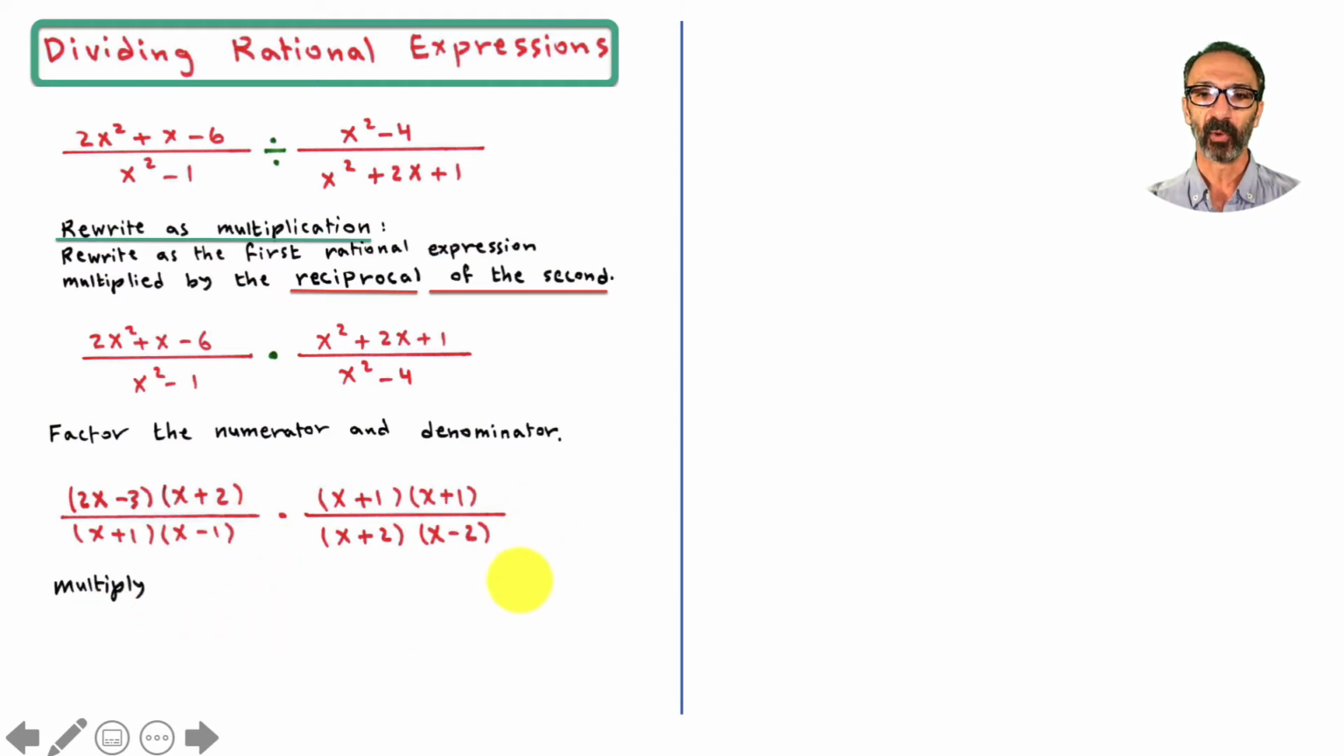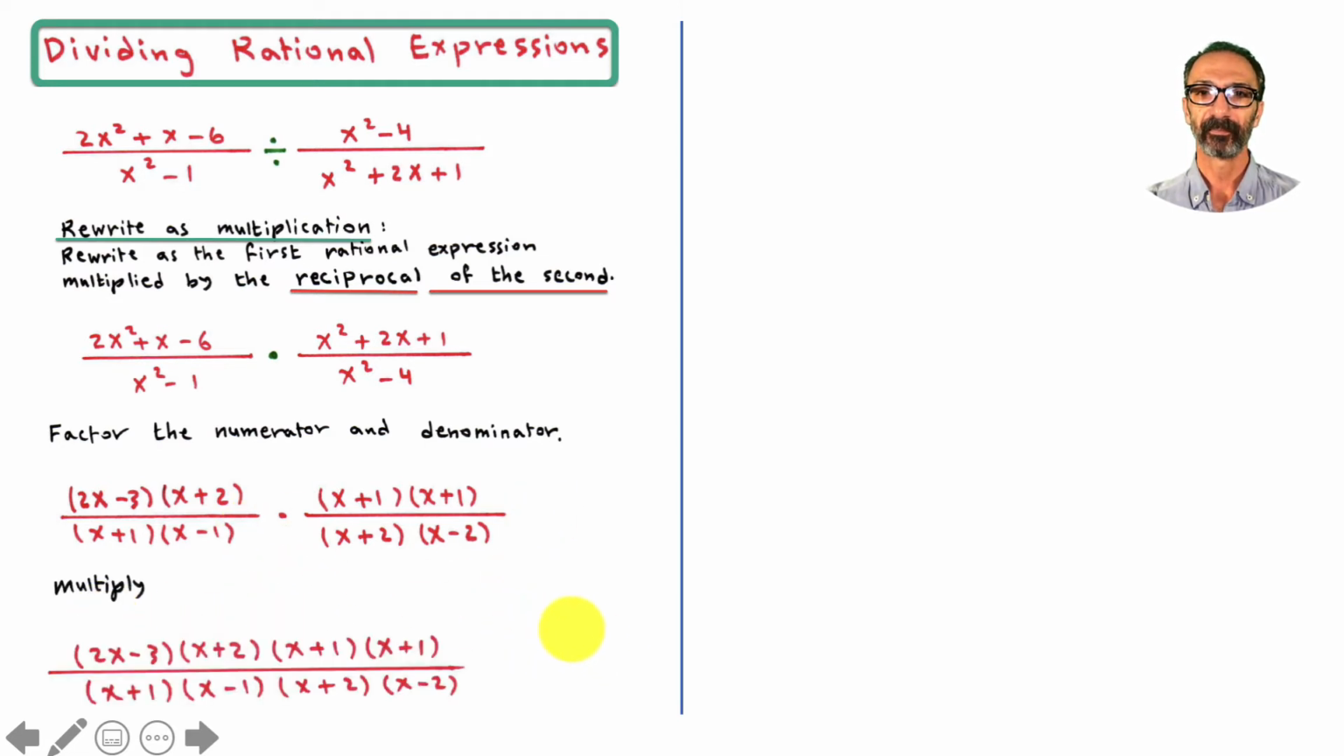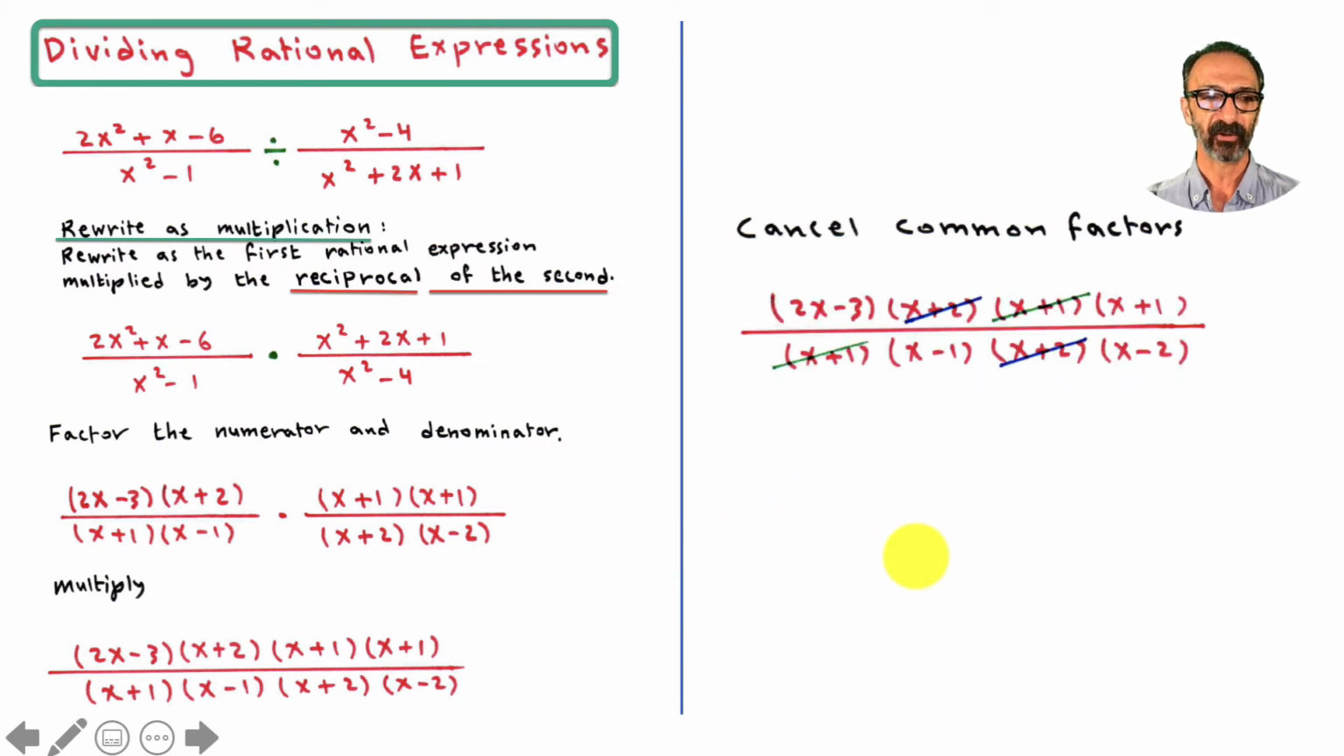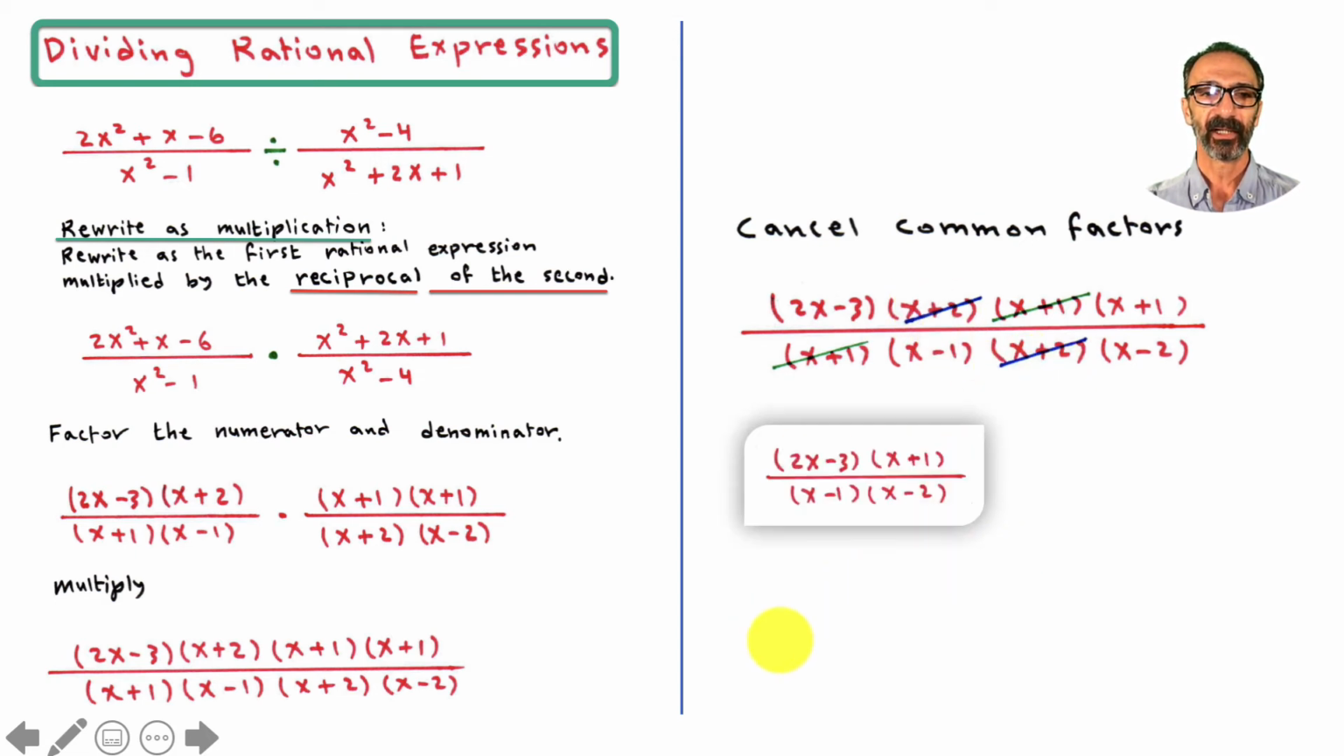Multiply them, put them all in one fraction bar, and now look for a common factor. This time, because there is more than one, I'm highlighting the common factors, the x plus 1 and the x plus 2. Take them out, and this is what you have left. And that should do it for this problem.